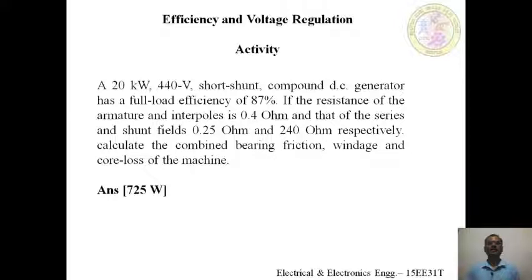A 20 kilowatt 440 volt short shunt compound DC generator has a full load efficiency of 87%. If the resistance of the armature and interpoles is 0.4 ohm and that of the series and shunt fields 0.25 ohm and 240 ohm respectively, calculate the combined bearing friction, windage and core loss of the machine. If you calculate, you may get the answer 725 watt. Students, try it.